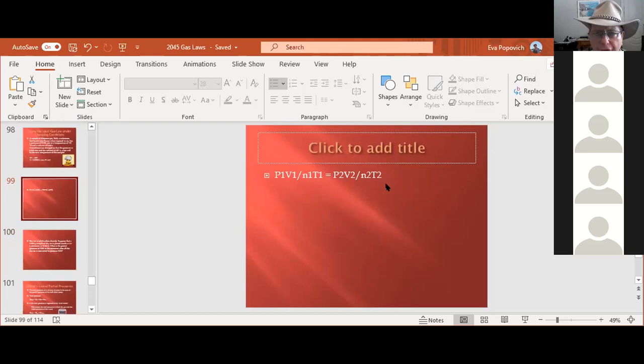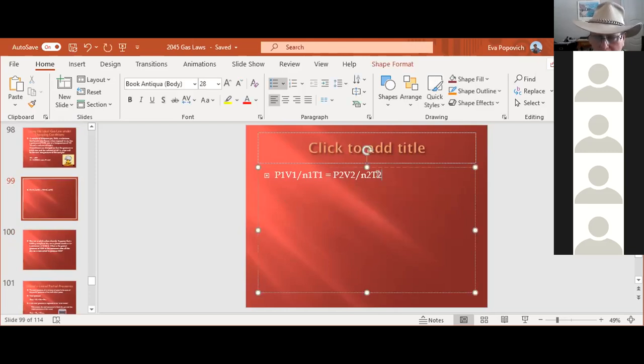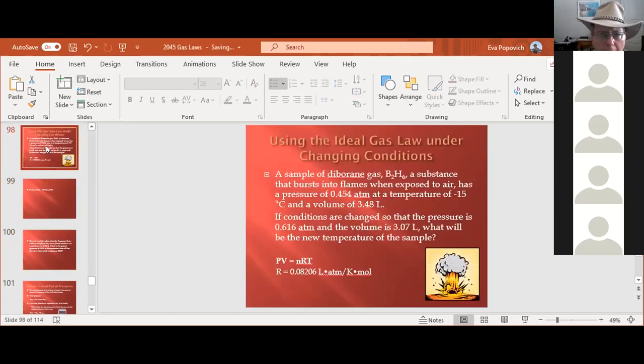So if I'm going to solve this, and remember 0.616.